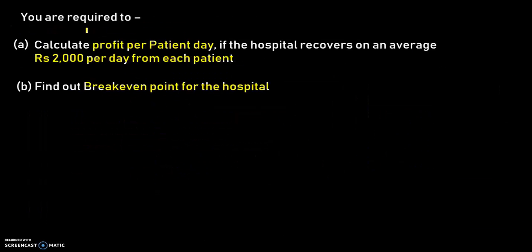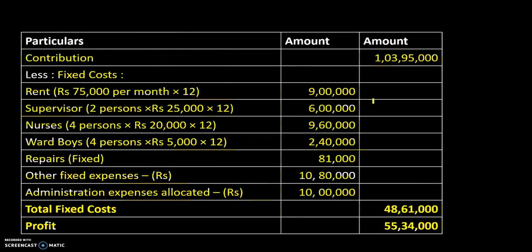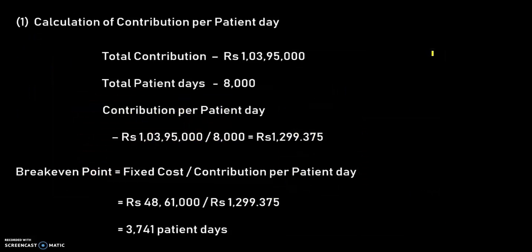See, again, let's make it clear. It is profit per patient day. Let us also find out contribution per patient day. What is the contribution we have derived? 1 crore 3 lakh 95,000. How many patient days are there? 8,000. So total contribution is 1 crore 3 lakh 95,000. Patient days are 8,000. So contribution per patient day is 1 crore 3 lakh 95,000 divided by 8,000. And how much you get? You get 1,299.375. That is 1,03,95,000 divided by 8,000. You get this.